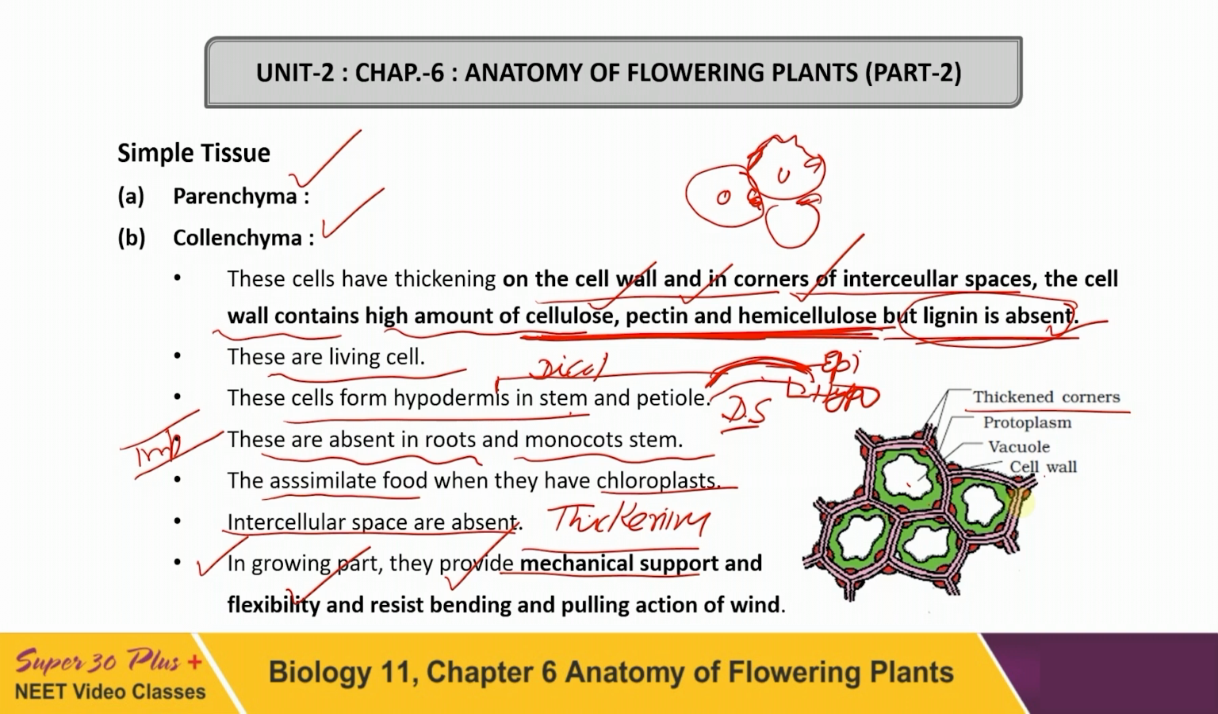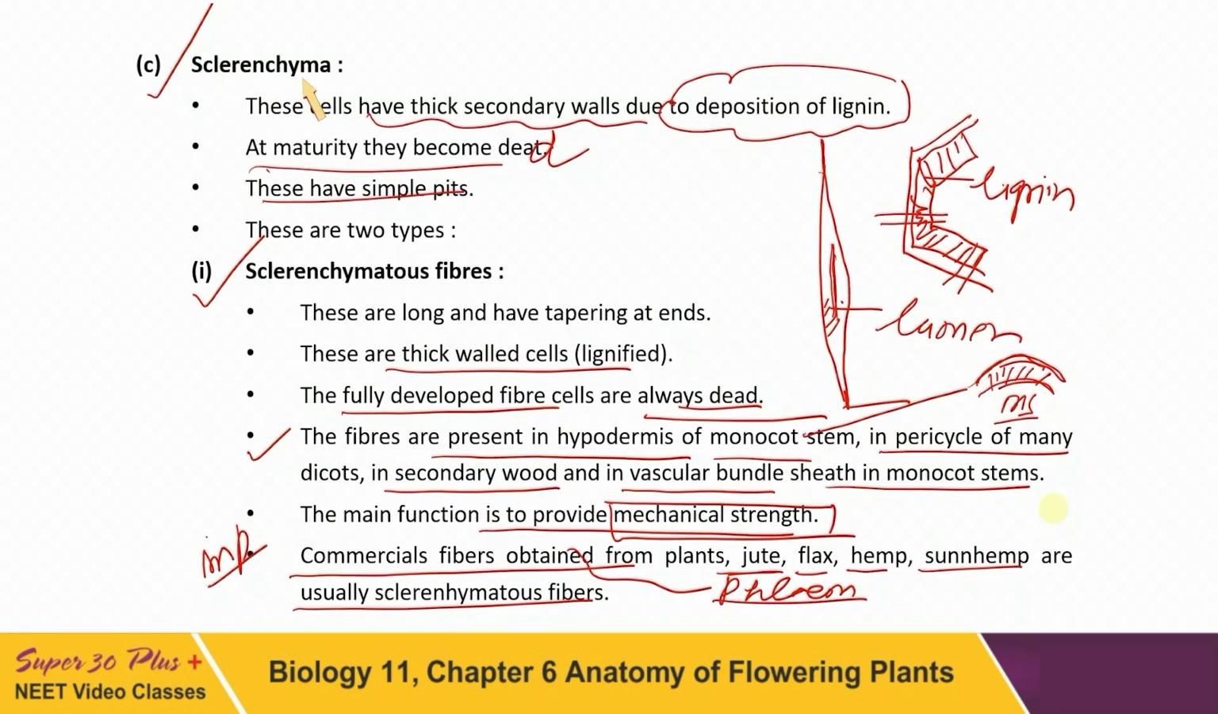They can assimilate food also. When the chloroplast is there, they will become green. Intercellular spaces are absent. Make a very important point: they provide mechanical support to the living tissue, to the growing part. They provide flexibility and resist bending and pulling action of wind. Is it right?